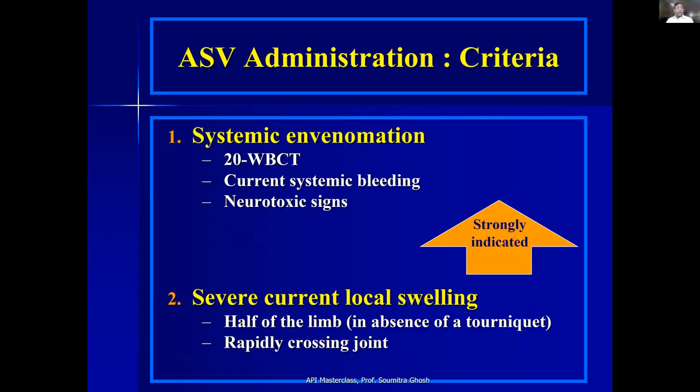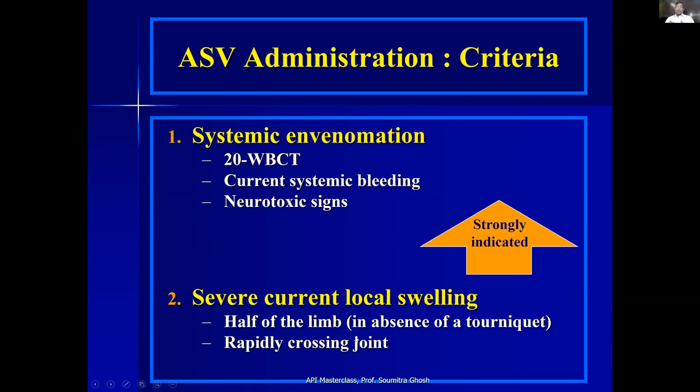So what is the indication? The indication is systemic envenomation, if there is any strong indication. And how do we identify systemic envenomation? By the 20 minute whole blood clotting test, if it is positive. Or systemic bleeding: if there is spontaneous bleeding, then definitely the 20 minute WBCT is a waste of time, because we can see systemic bleeding, not from the local site only. And if there is a neurotoxic sign, we should not waste our time with the 20 minute WBCT. We should just start action. So this is the absolute strong indication, along with severe local swelling.